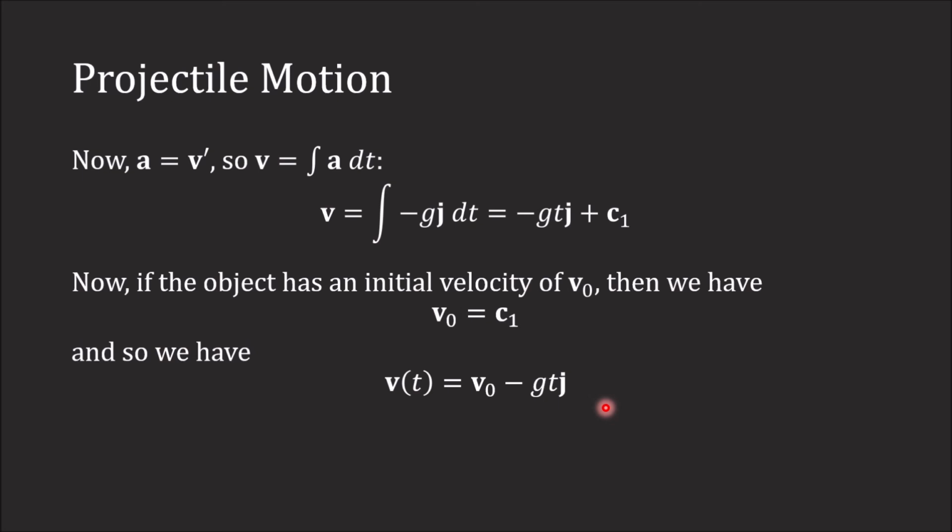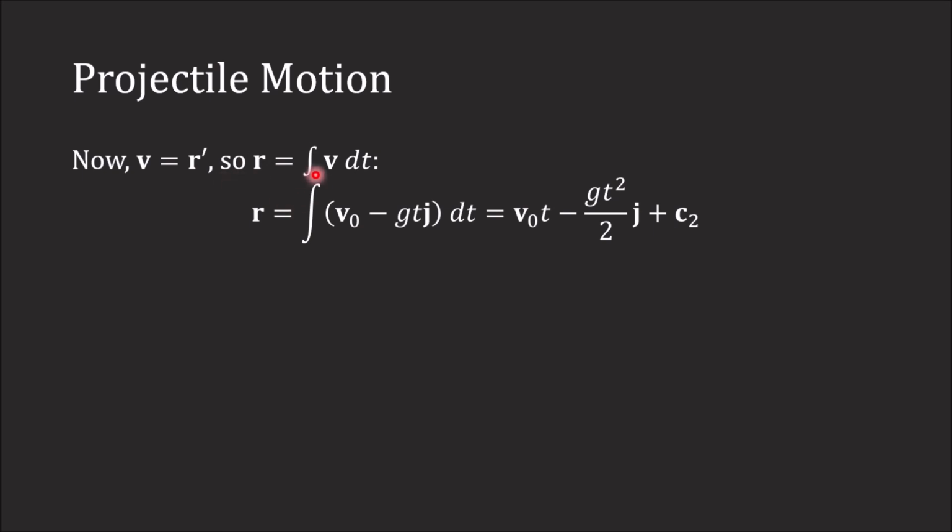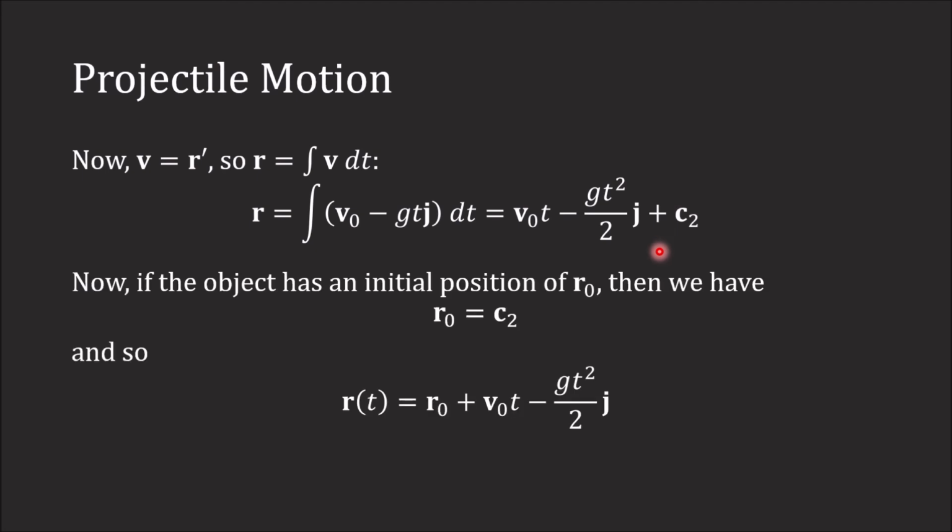However, velocity is the derivative of position. So r would be the antiderivative of v. So we get the antiderivative of v naught minus gt j, which is v naught t minus gt squared over 2 j plus some other constant, called c2. Now, if the object has an initial position of r naught, again, we plug t equals 0 up here, and we'll get 0, so r naught is simply c2. And so the position vector for projectile motion is r naught plus v naught t minus gt squared over 2 j hat.